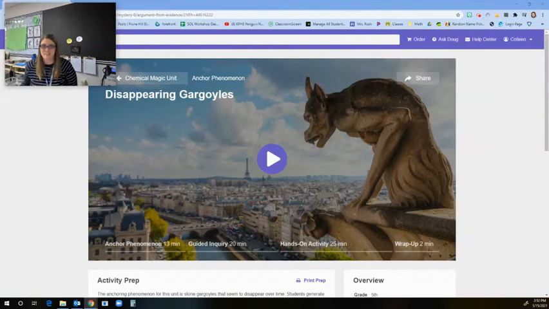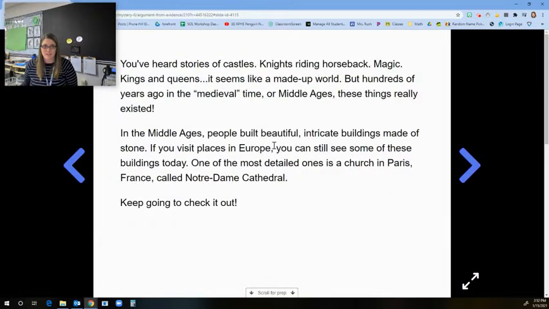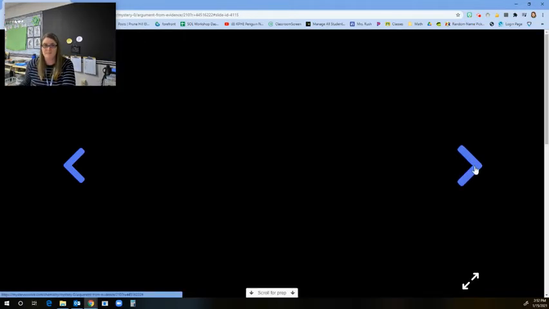Here we go with disappearing gargoyles. You've heard stories of castles, knights riding horseback, magic kings and queens. It seems like a made-up world. But hundreds of years ago in medieval times or Middle Ages, these things really existed. In the Middle Ages, people built beautiful, intricate buildings made of stone. If you visit places in Europe, you can still see some of these buildings today. One of the most detailed ones is a church in Paris, France, called the Notre Dame Cathedral. Let's keep going so we can check it out.